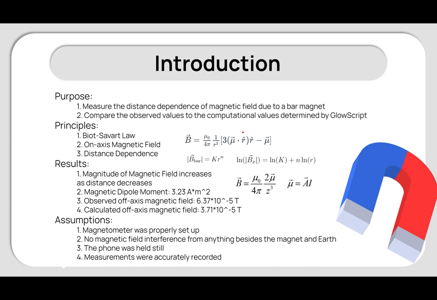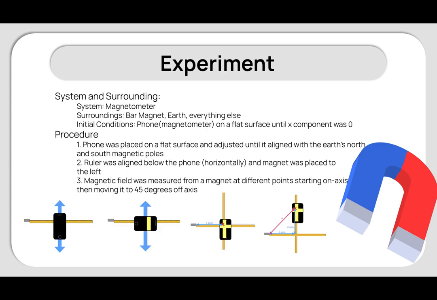For this experiment, we had to make some assumptions, which included: the magnetometer was properly set up, there was no magnetic field interference from anything besides the magnet and the Earth, the phone was held still and stayed still, and the measurements were accurately recorded. The system was the magnetometer, or the phone, and the surroundings were the bar magnet and the Earth and everything else in the room.